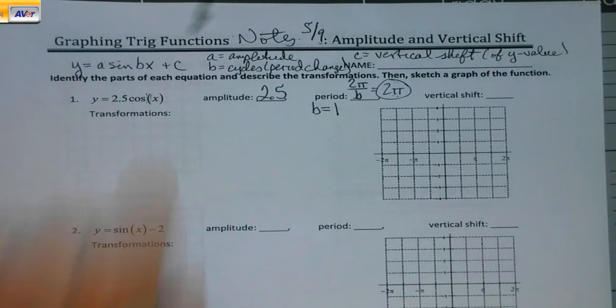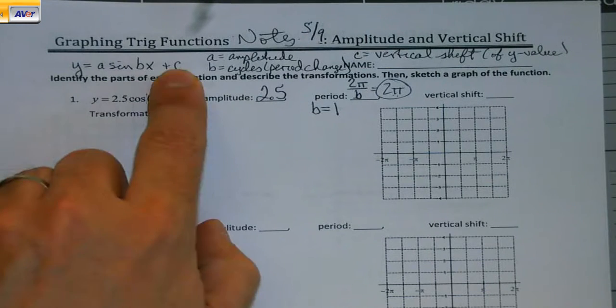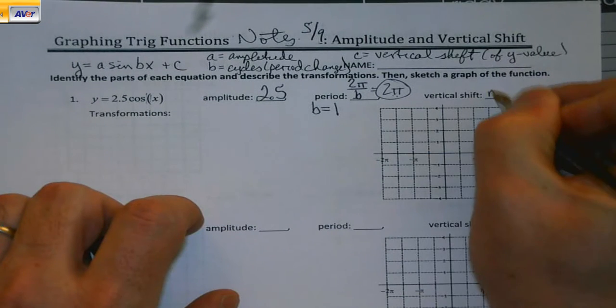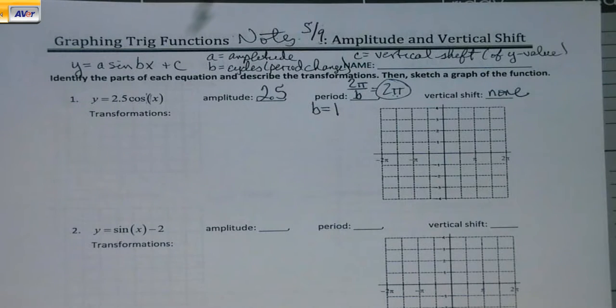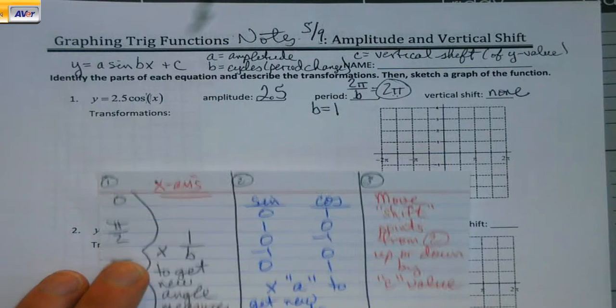And in this case, since there's no plus or minus at the end, we're not going to have a vertical shift. So this is strictly going to be a review of what we just got done with. Okay? And there won't be any transformations because we haven't moved around at all. So here's how this is going to work. Kind of in review. We'll pull this back into play here.